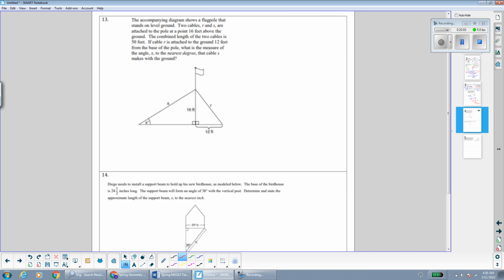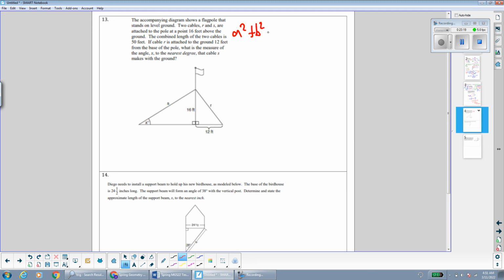So the first thing I notice is that I have more information about this right triangle on the right than this right triangle on the left. I have two sides. I have 16 and 12. So I can find the third side of this right triangle using the Pythagorean Theorem. So I'm going to do that up here.